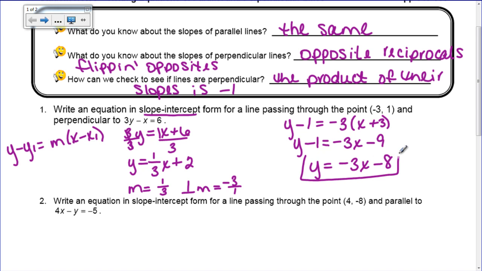This line will be perpendicular to the line that they originally gave me. If I were to graph them together, they would be perpendicular. They'd cross at a right angle.